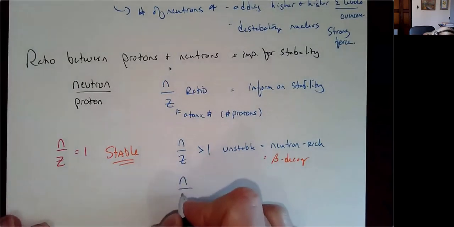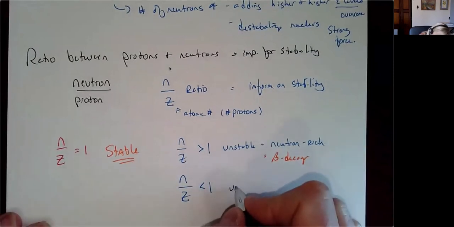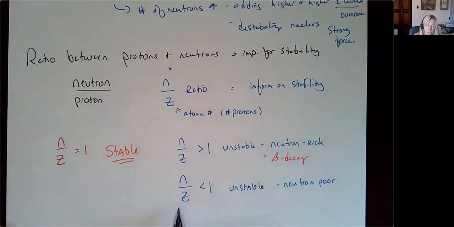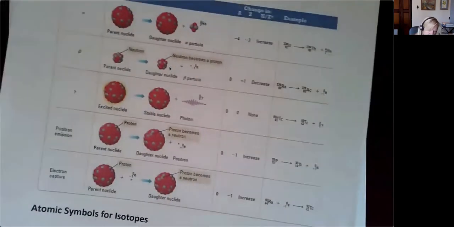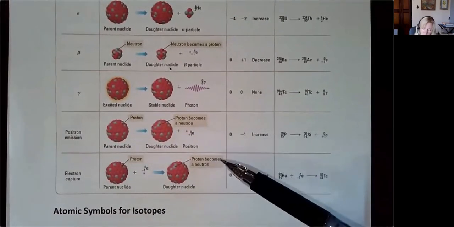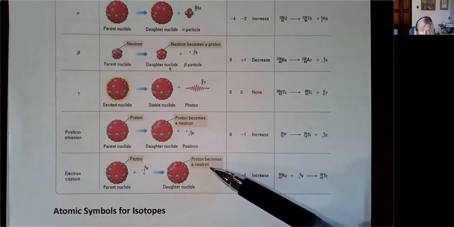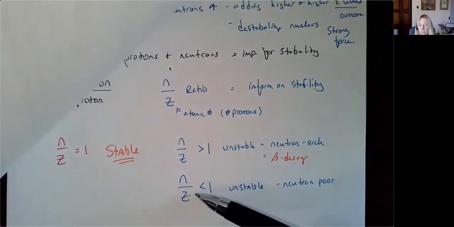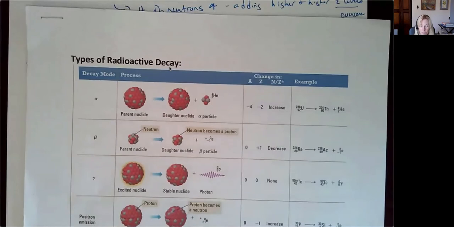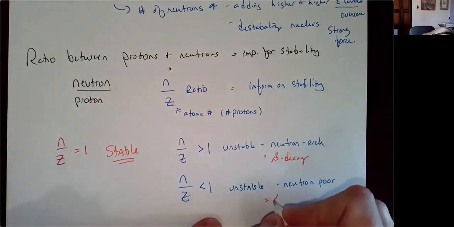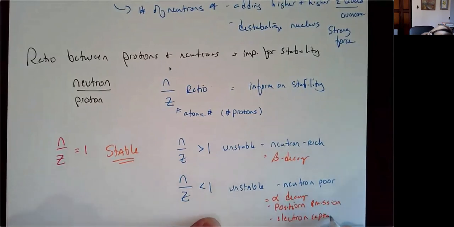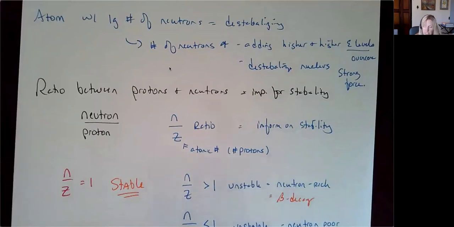If N over Z is less than 1, this can also be an unstable scenario. Now I'm neutron poor, meaning I have too many protons to my neutrons. Then I could undergo positron emission because a proton becomes a neutron. I could undergo electron capture because a proton becomes a neutron. So I'm increasing my number of neutrons and decreasing my number of protons, or I could even undergo alpha decay, and that's also going to help me. So in this case, I could do alpha decay, positron emission, and electron capture. And that's going to help reestablish stability in that nucleus.